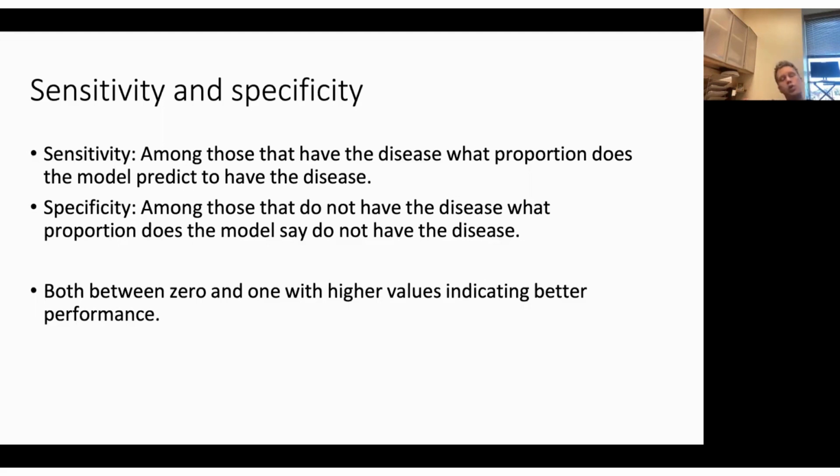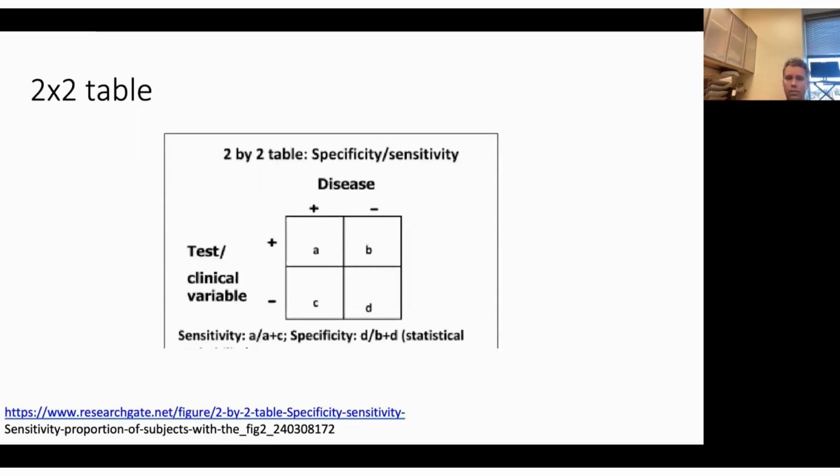Two very commonly used measures are sensitivity and specificity. Sensitivity is, among those that have the disease, what proportion does the model predict to have the disease? You're looking at the group of people who have the disease and seeing how many the model correctly said have it. Going back to the 2x2 table, we are only looking at the group that has the disease, so the denominator would be A plus C. The numerator would be A, all the people who have the disease and the model says they have it.